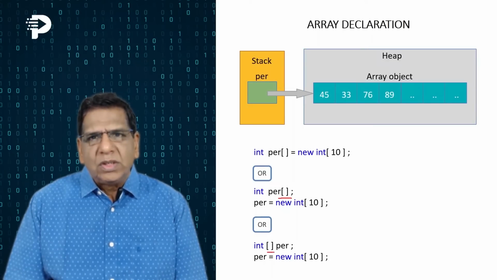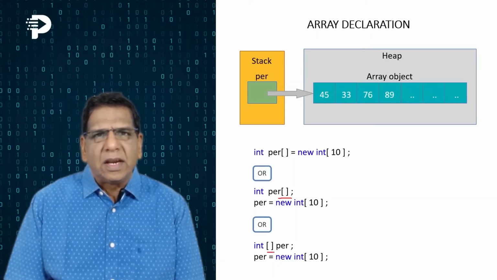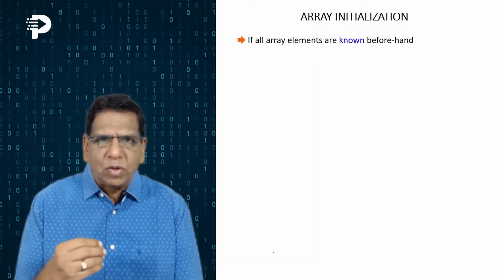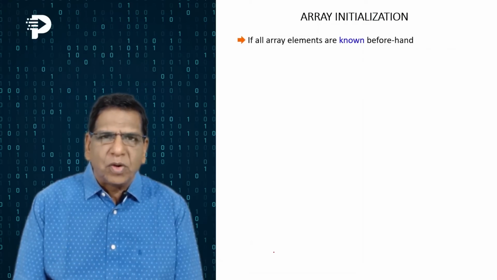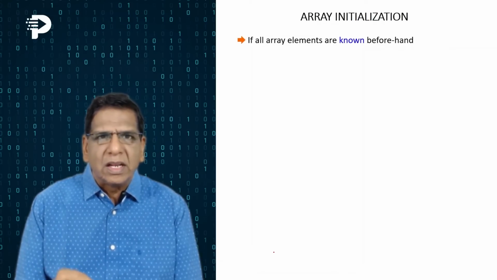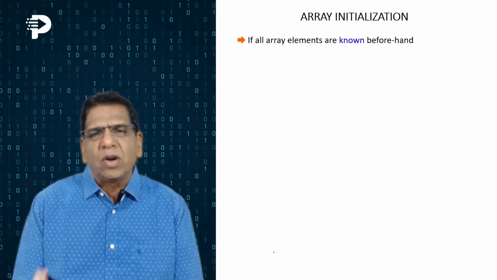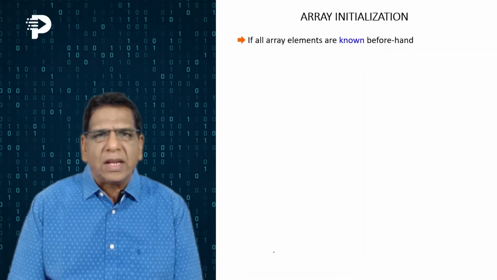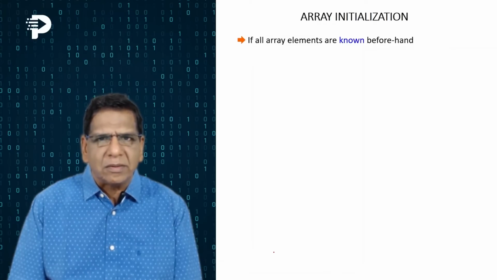Now when it comes to initializing an array, realize that there are two possibilities. Either elements of the array may be known beforehand, beforehand meaning at the time of declaration of the array, or we may not know beforehand. In either case, let's see how the array initialization can be done.